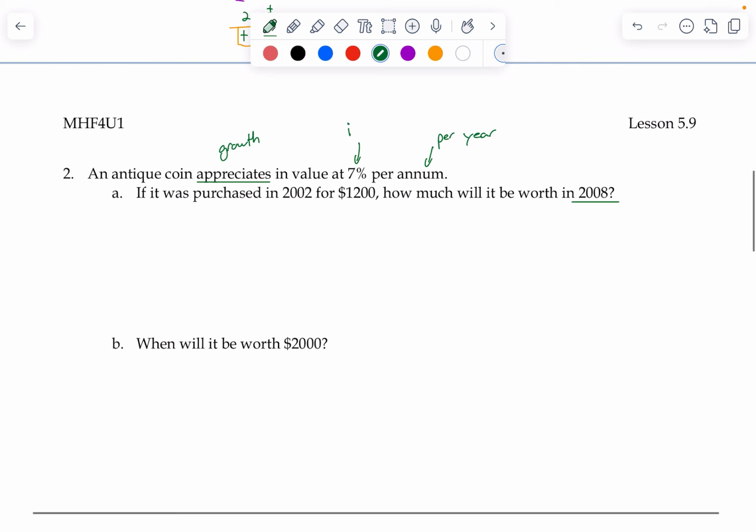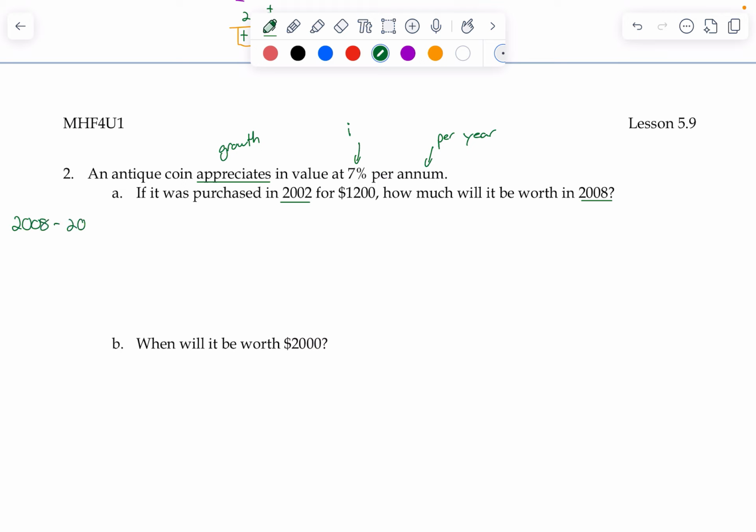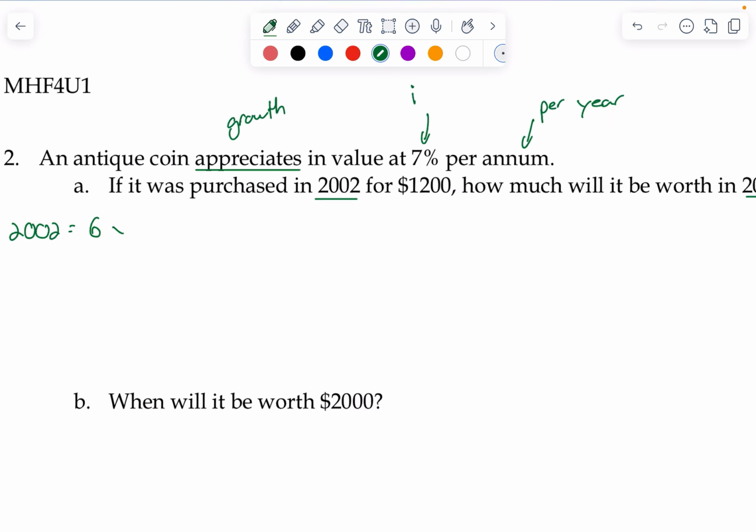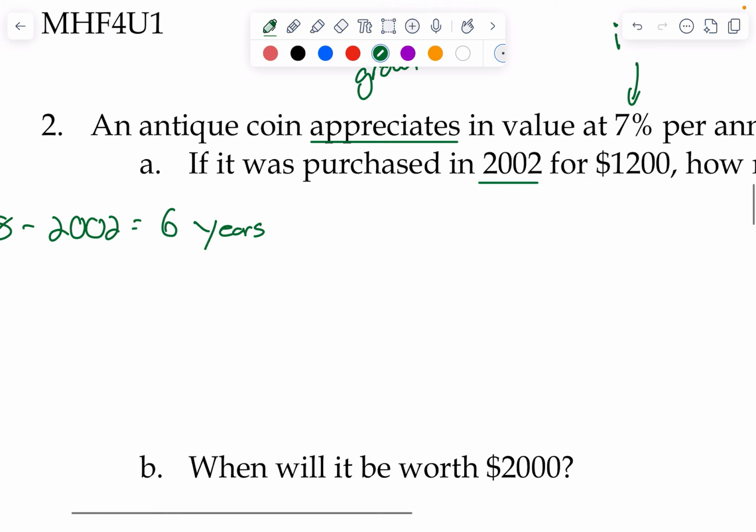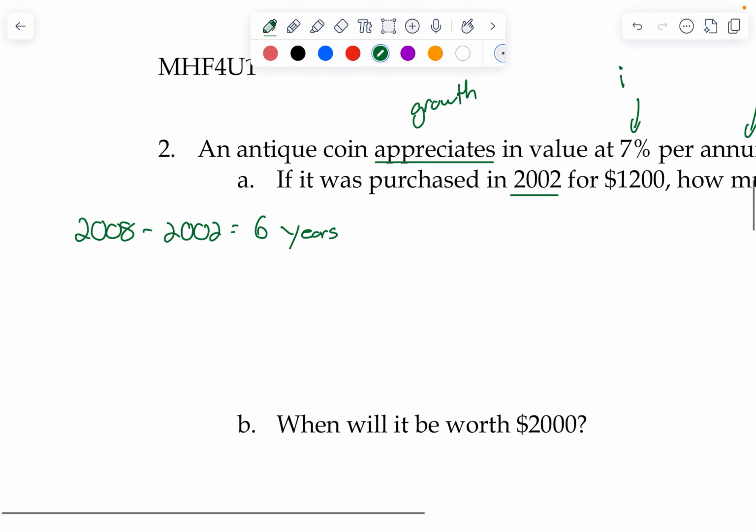So the question says, if it was purchased in 2002 for $1,200, how much will it be worth in 2008? Okay, so why is it telling me 2002 and 2008? Well, if this is the initial time, this is when the problem starts. How long has gone by? So these two pieces of information, 2008 minus 2002, mean that 6 years has gone by. Which variable represents time elapsed? Well, that's little t. So little t is 6.